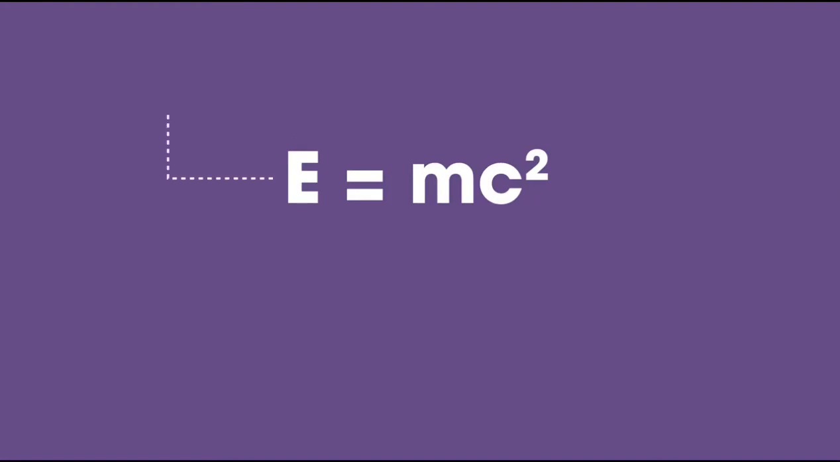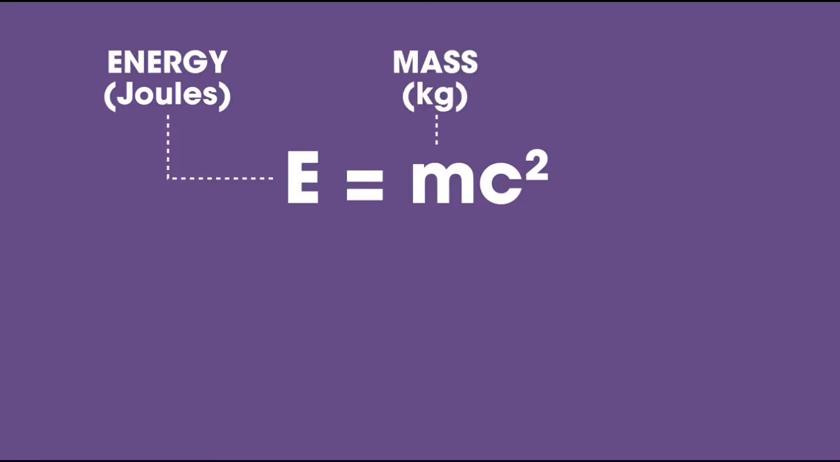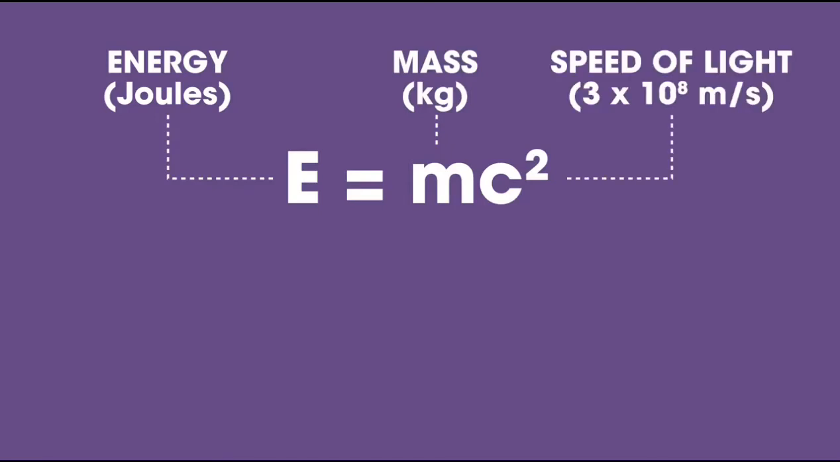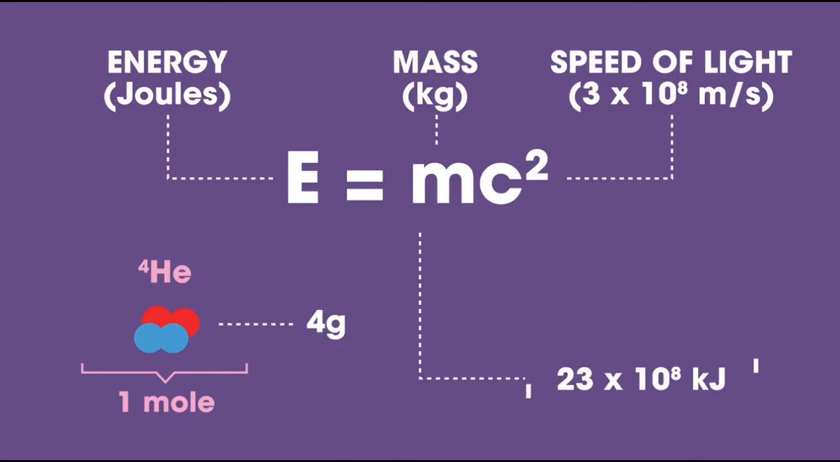E equals energy measured in joules, m mass in kilograms, and c speed of light, which is 3 × 10^8 meters per second. If 1 mole of helium is made, which is 4 grams, then using E equals mc squared, the energy released is about 23 × 10^8 kilojoules.